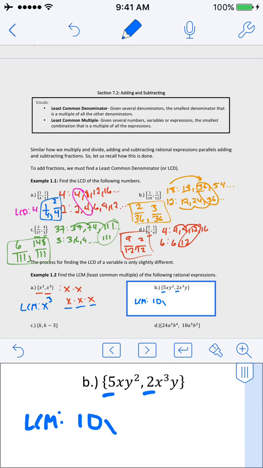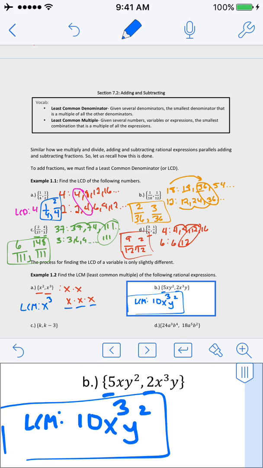X, I need the highest power. At least 3 x's. Y, I need the highest power. At least 2 y's, right? 2 y's. So there is my LCM.